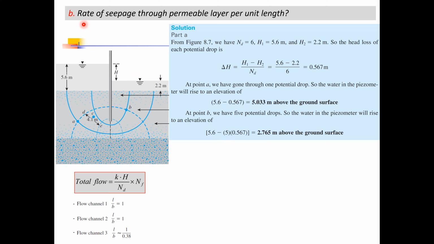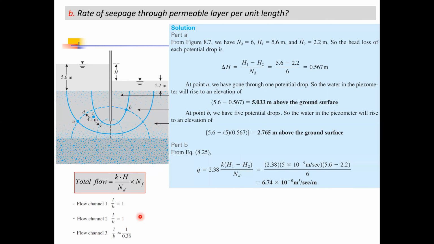The second part of the problem says that we determine the rate of seepage through the permeable layer per unit length. In order to determine the rate of seepage or the total flow, we have to make use of this equation. The hydraulic conductivity is given to us in the problem statement. This head we have already determined, and the number of potential drops we already know, and NF, which is the number of flow paths, we have already determined over here. So by putting all these things in the basic equation, we can determine the discharge. If you see here, this K, which is the hydraulic conductivity, has been inserted here.